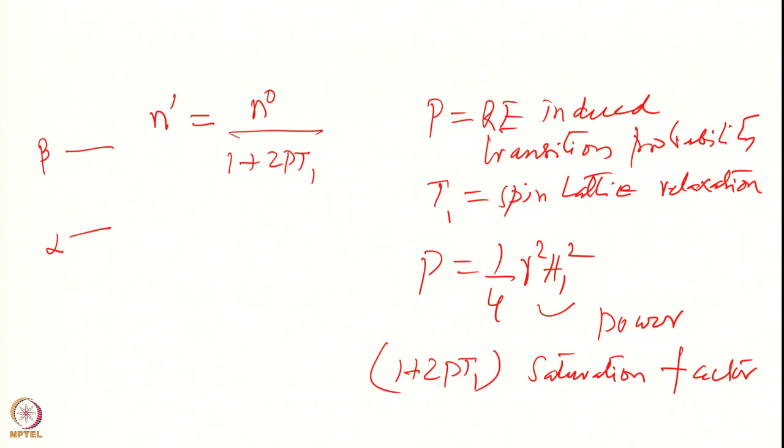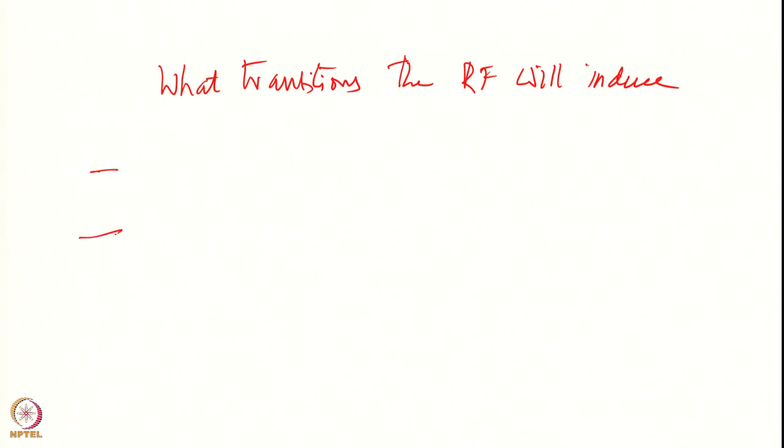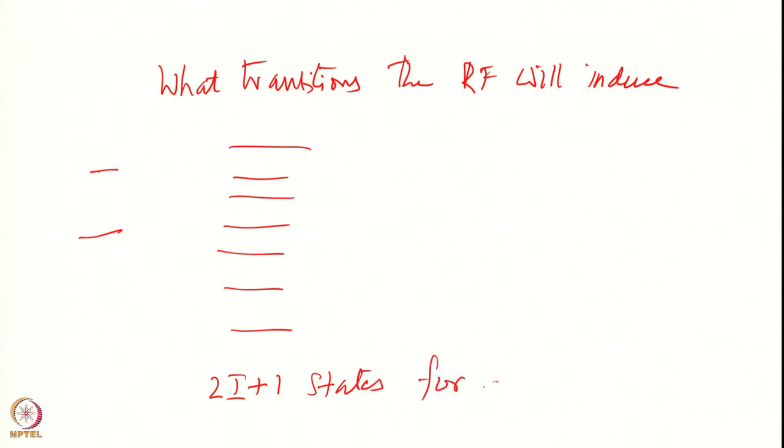Okay. So now from here we go forward, and next we ask what kind of transitions the RF will induce. In other words, suppose we have a spin system which has many energy levels. So far we are considering only two energy levels, so there is no issue. But suppose I have a system which has many levels like this, and this will depend upon the value of I, because we said there are 2 I plus 1 states for a particular I.